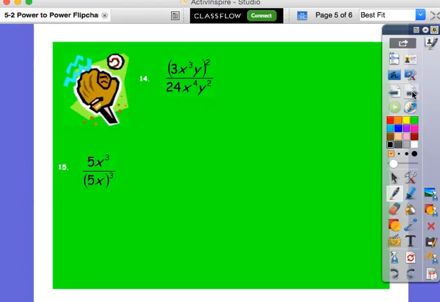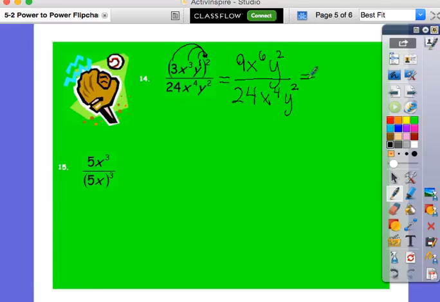Let's take care of the numerator here. 3 squared, 9. X cubed squared, x to the 6th power. y to the first squared, y to the second power. Okay? All over, leave this alone, 24 x to the fourth, y to the second.